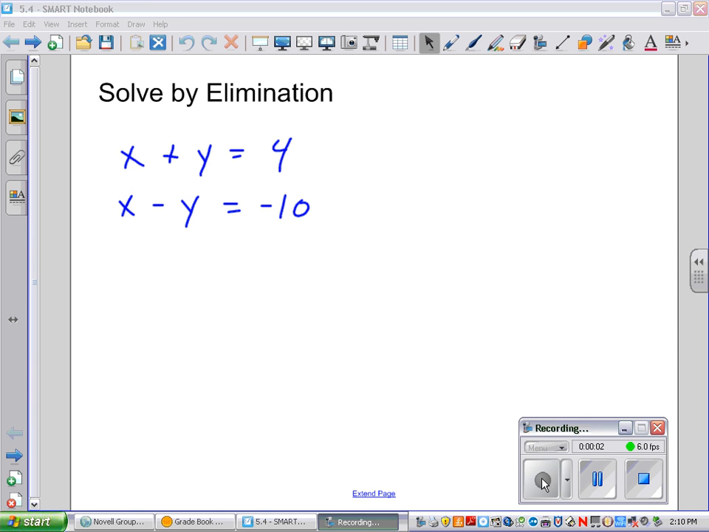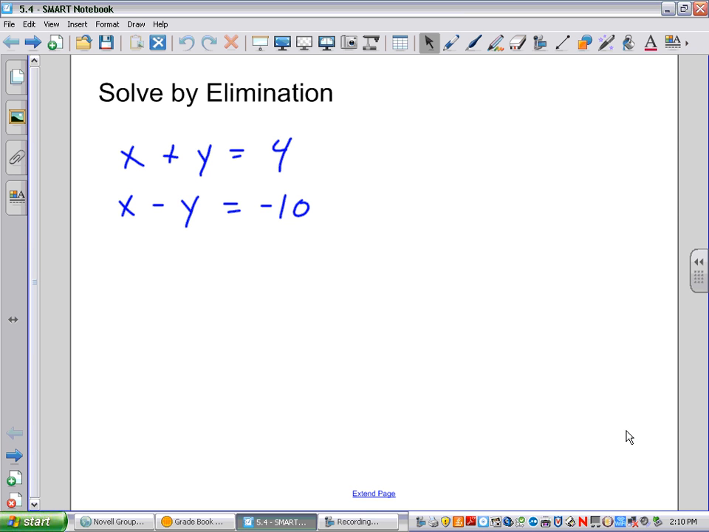Okay, hello. The next section here, 5.4, directions say solve by elimination. And we've been doing these. We started off solving by graphing. The last one we solved by substitution. And now this is a third process. We have a system of equations.